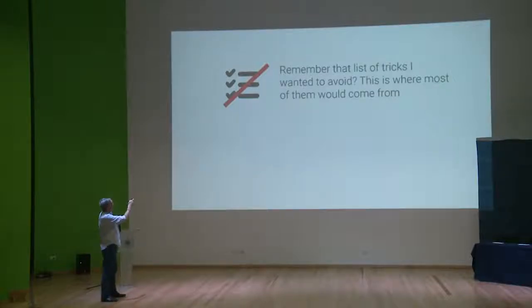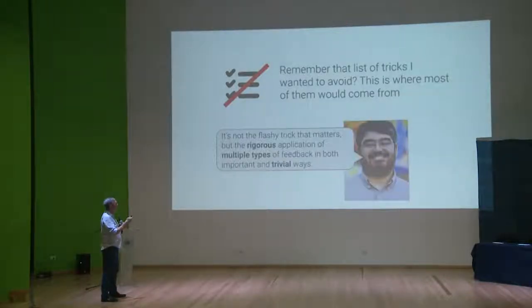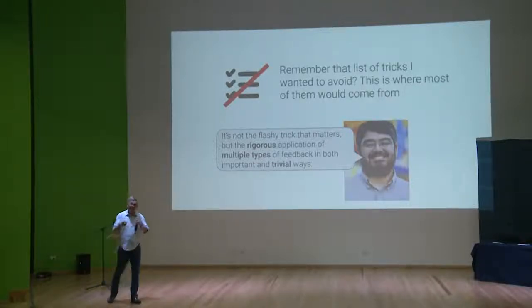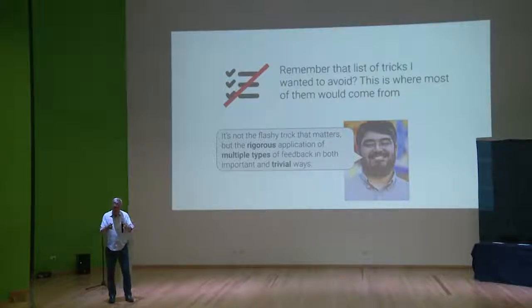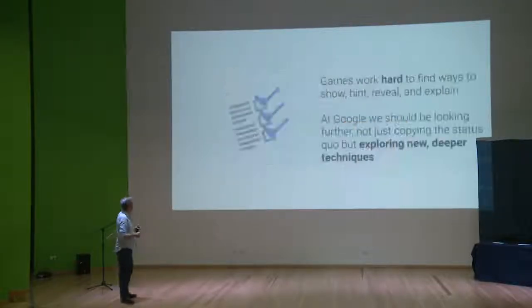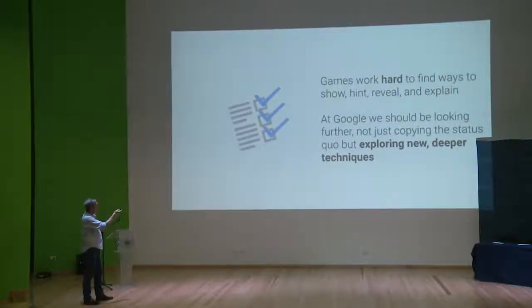So, remember that list of tricks I wanted to avoid? Well, this is probably where you would find most of the tricks. But Raph had a really good point. He said, it's not the flashy trick that matters, but the rigorous application of multiple types of feedback, both in important and in trivial ways. And I'm like, that's really powerful. So this is how I'm thinking about really microscopically tiny things in my work with text editing and keyboards and haptics. How do we take these things apart and have multiple levels of feedback that all hook together? So, at Google, we should be looking further than copying the status quo, toward new techniques.